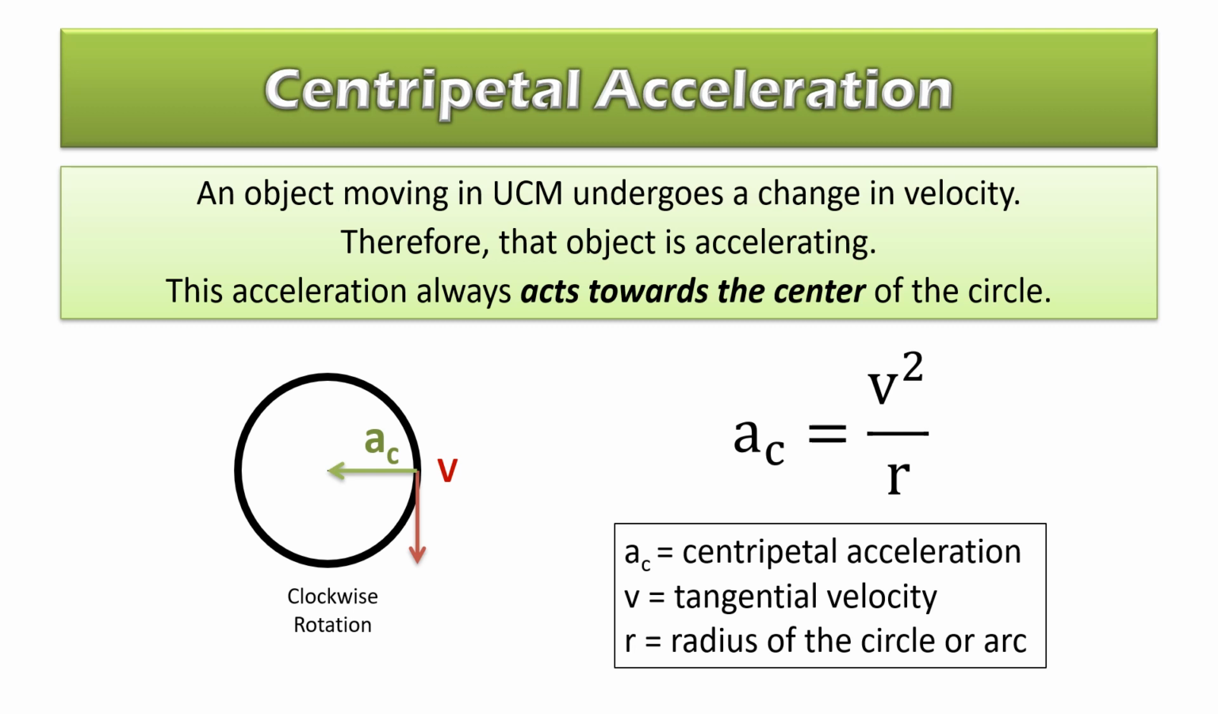All right, the equation looks like this. We could derive it, but we won't. So this is the velocity being squared, and you divide it by the radius of the circle. So the size of the circle does have to do with what that centripetal acceleration is going to be. Okay, so that's our equation.